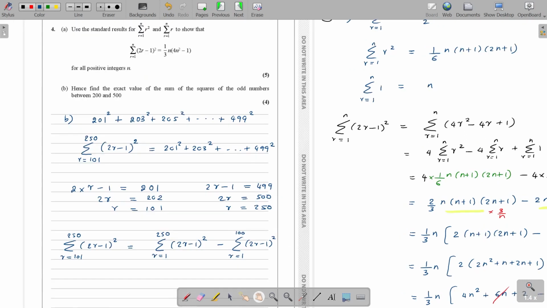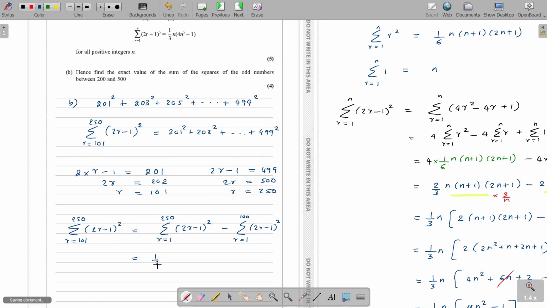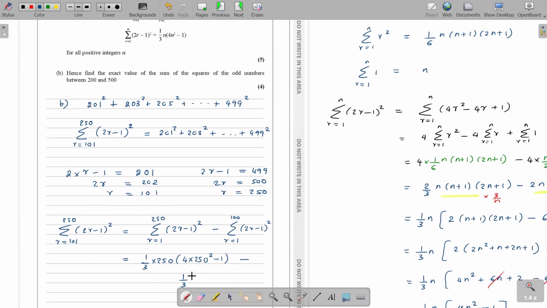Okay, so then we come to this point, and now how do we get the sum of these values? So R equals 1 to 250. So here we have the 1 to n equation. If it's 1 to n, we can directly use it. So here it's 1 to 250, now replace the n in this equation with 250. What do we get then? 1 over 3 times 250 into 4 times 250 square minus 1. This should be subtracted with, what is this? The other one, I'll write it down over here. Is it okay? 1 over 3 into, replace n with 100. 100 times 4 into 100 square minus 1.